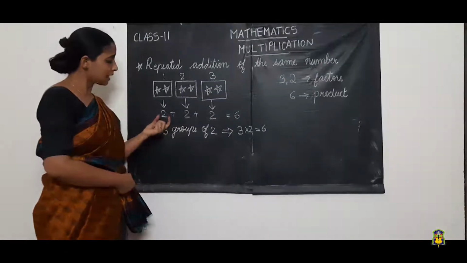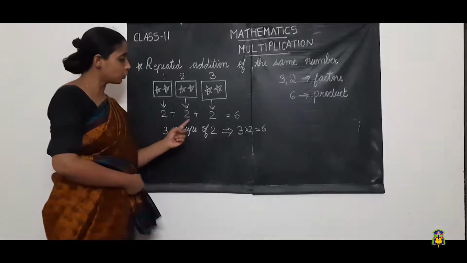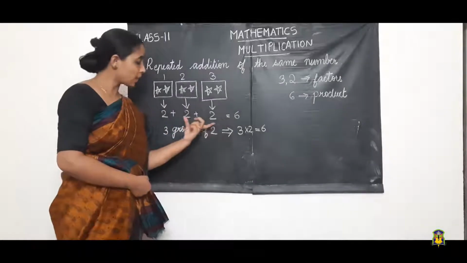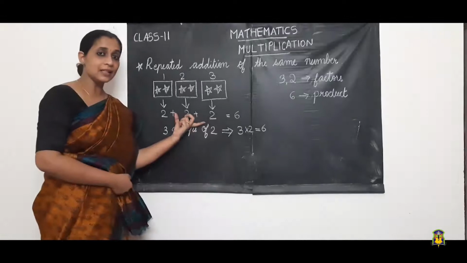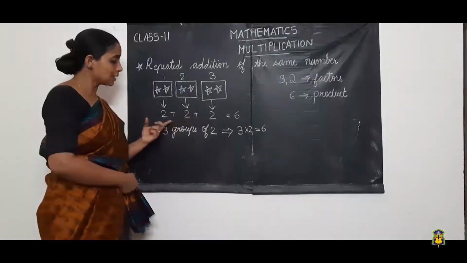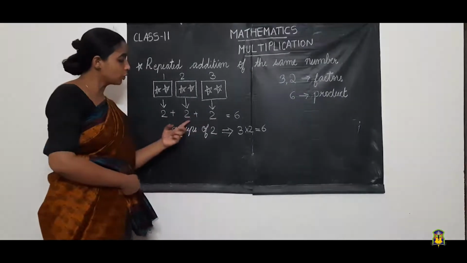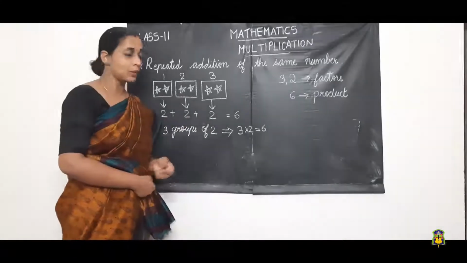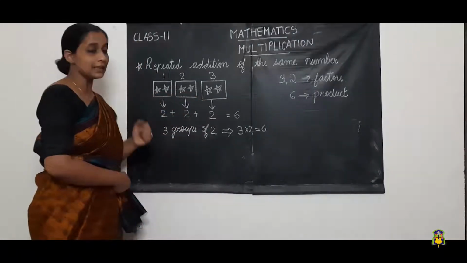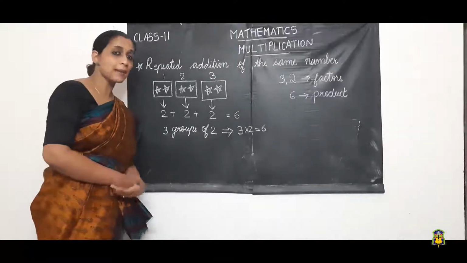See, we have added 2 how many times? 1, 2, 3. This is what we call repeated addition of the same number. Here 2 is added how many times? 1, 2, 3. 3 times. Okay, so this is called the repeated addition of the same number.